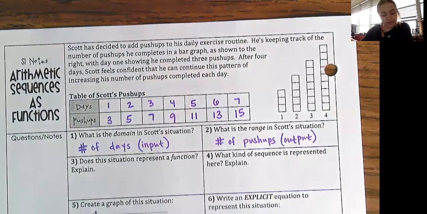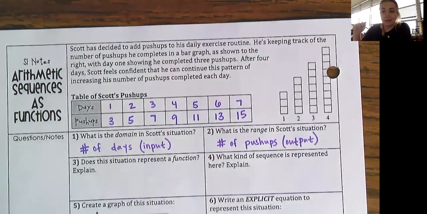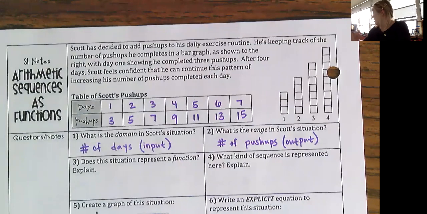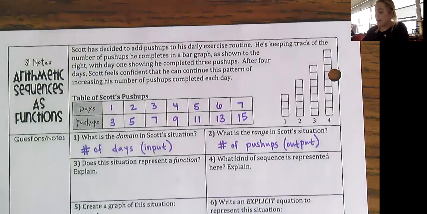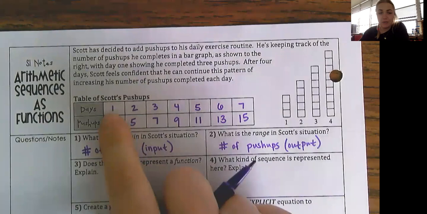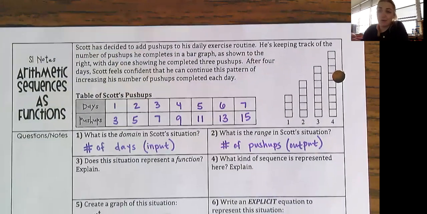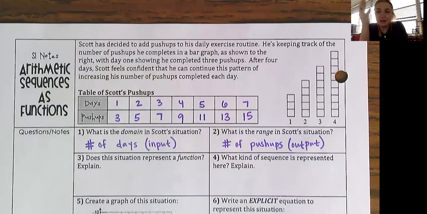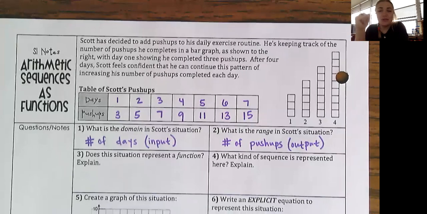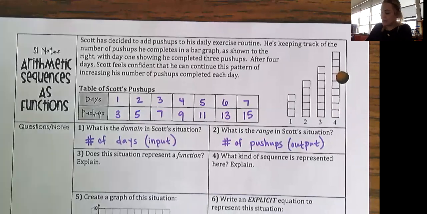Okay, does this situation represent a function? Does every input have exactly one output? Well, day 1 can only give 3 push-ups. Scott only did 3 push-ups, and really no matter what day it is, he can only do a single quantity of push-ups. He can't say, I did 3 push-ups today, but I also did just 5 push-ups. He did 5 if he did 5, that's all. If he did 3 and then 5, then his total is 8, that's all. You can only have one total for your day. So yes, this is a function.